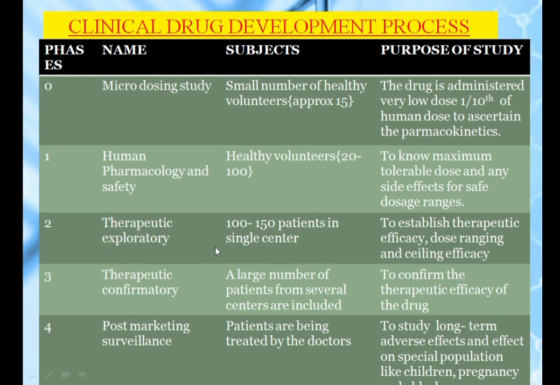Next is phase 3. Phase 3 is called the therapeutic confirmatory study, where a large number of patients from several centers are included. Why is it done? To confirm the therapeutic efficacy of the drug, whatever therapeutic range is decided, whether it is effective or not.